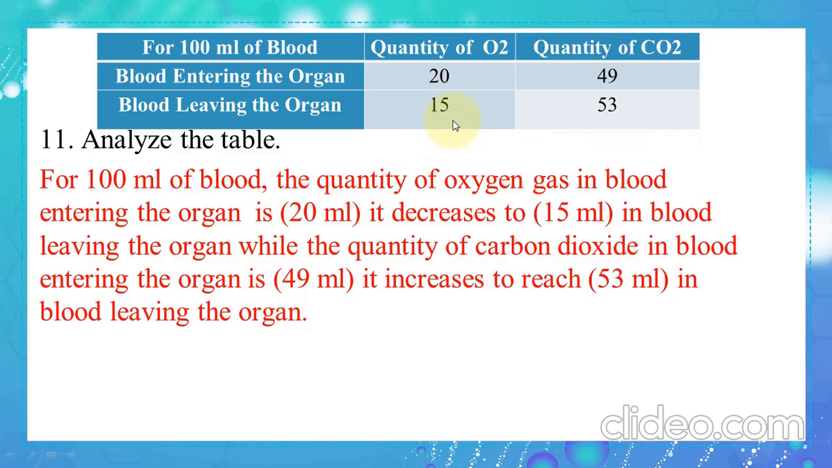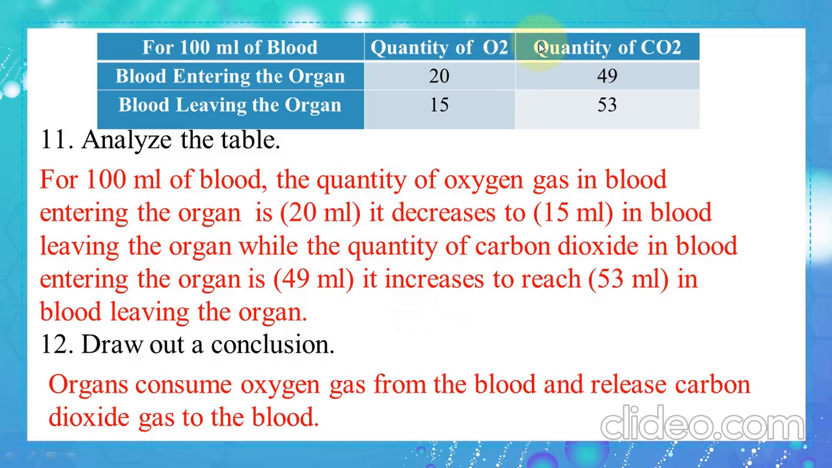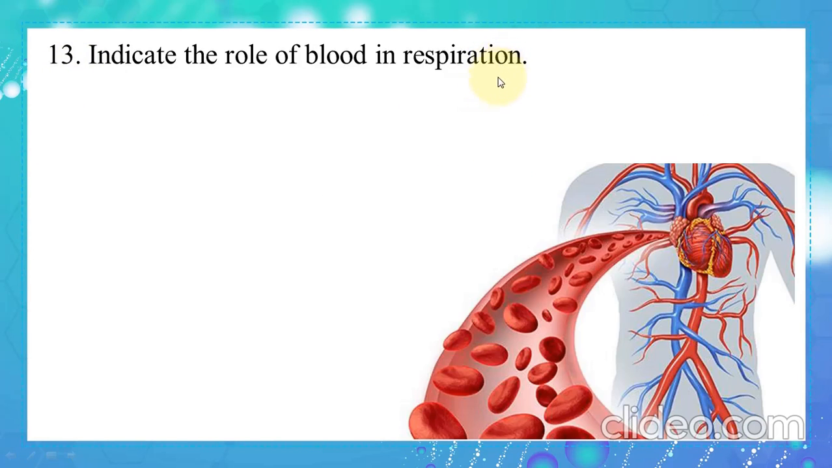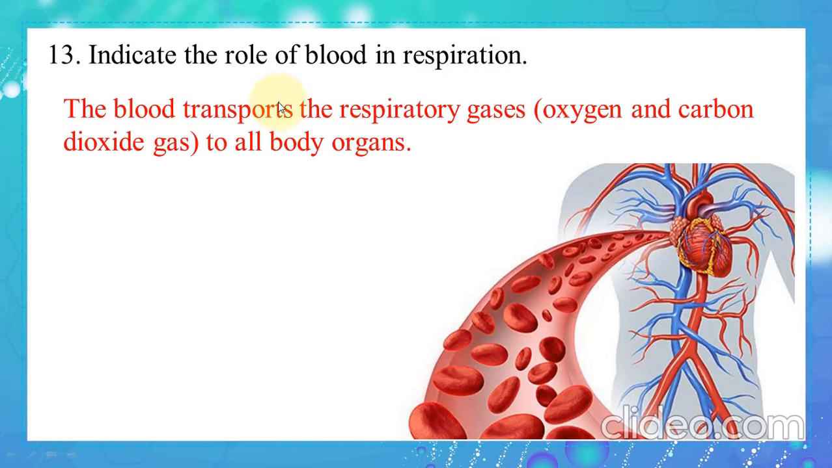So what happened at the level of this organ? Which gas was consumed and which gas was released? So organs consume oxygen gas from the blood and release carbon dioxide gas to the blood. Number 13, indicate the role of blood in respiration. So what is the role of the blood during respiration? It transports the respiratory gases, oxygen and carbon dioxide gas, to all body parts. So the role of the blood is transportation of those gases.